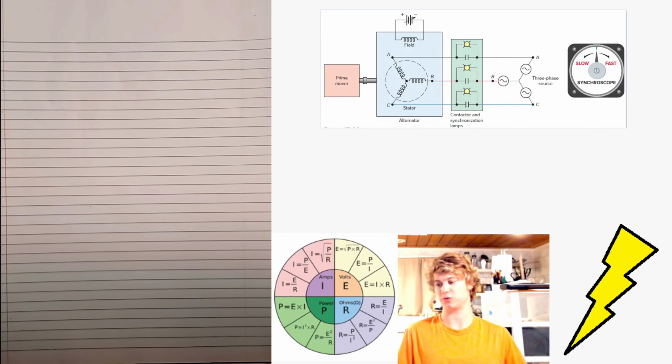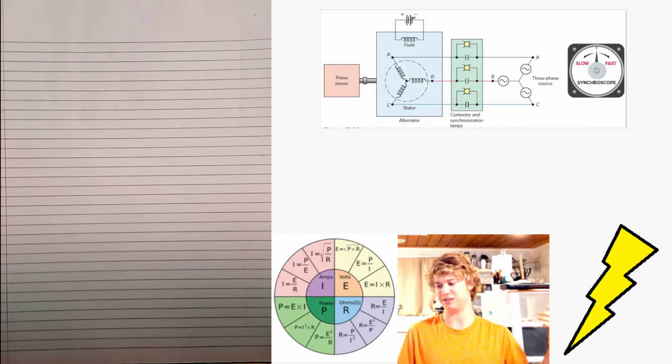The phase sequence or rotation of the machine must be the same as that of the system. The alternator voltage must be equal to the system voltage. The alternator voltage must be in phase with the system voltage. The alternator frequency must be equal to the system frequency. As we see in the picture above, this shows a method of synchronizing an alternator to a three-phase system using the three dark lamp method.